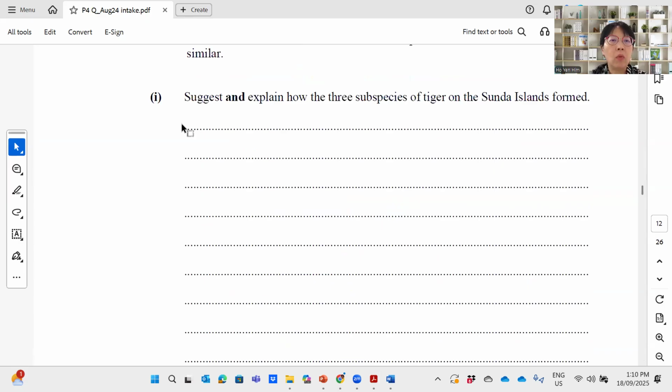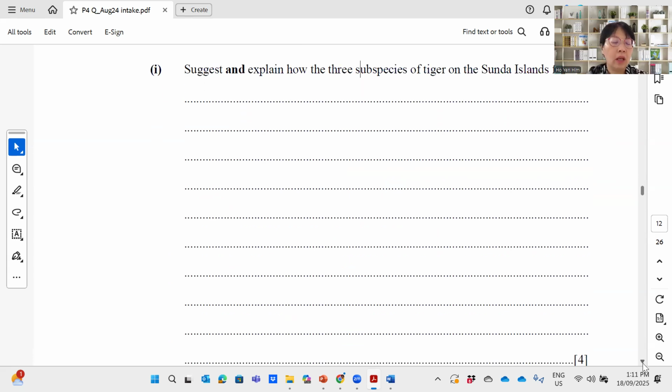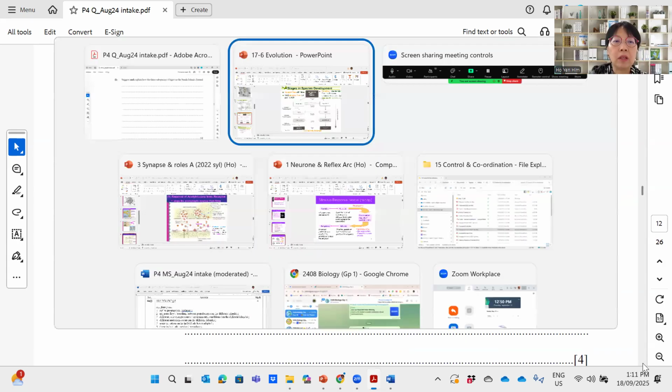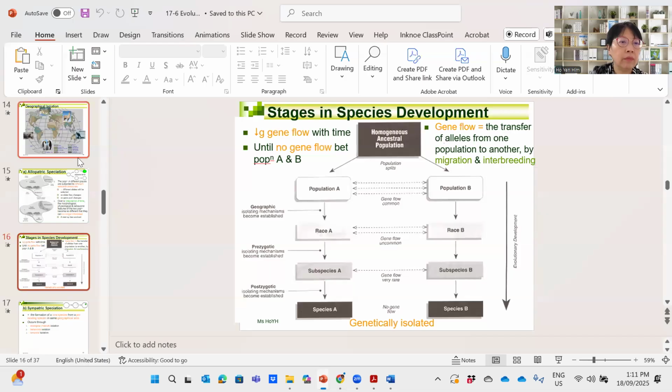Part 1: suggest and explain how the 3 subspecies of tiger on the Sunda Islands are formed. That means from the original same species, how these three subspecies on three different islands are formed. So you go back to the theory; it has to do with allopatric speciation, which is shown here.